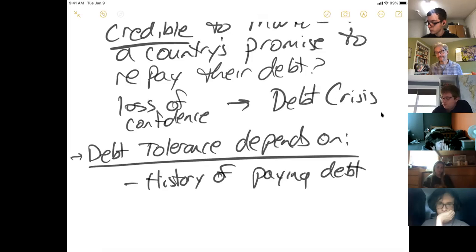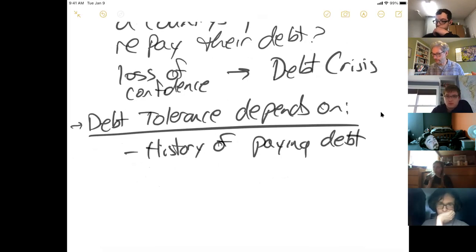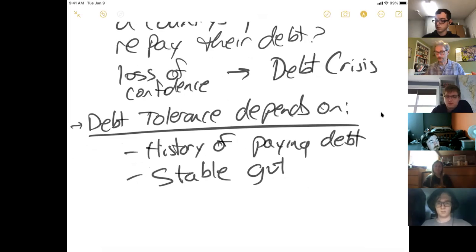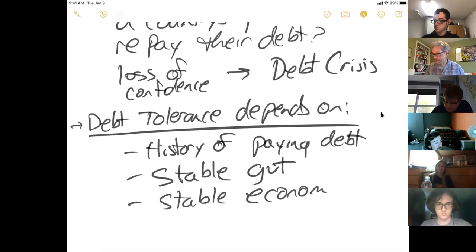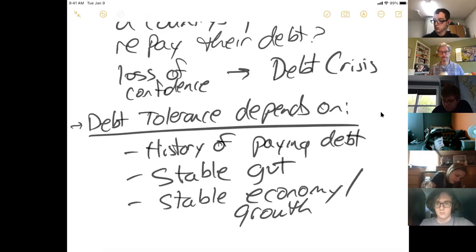So why is it that Greece and Japan have similar levels of debt, but it's Greece that had a debt crisis and Japan didn't? Japan pays its debt, plain and simple. Greece doesn't, right? It's the history, right? And then it's also what Logan Wells says here. You also have to have some sort of stable government, right? In other words, some kind of belief that the government's actually capable of paying its debt. Also having a stable economy and having growth is an important part of paying your debt.